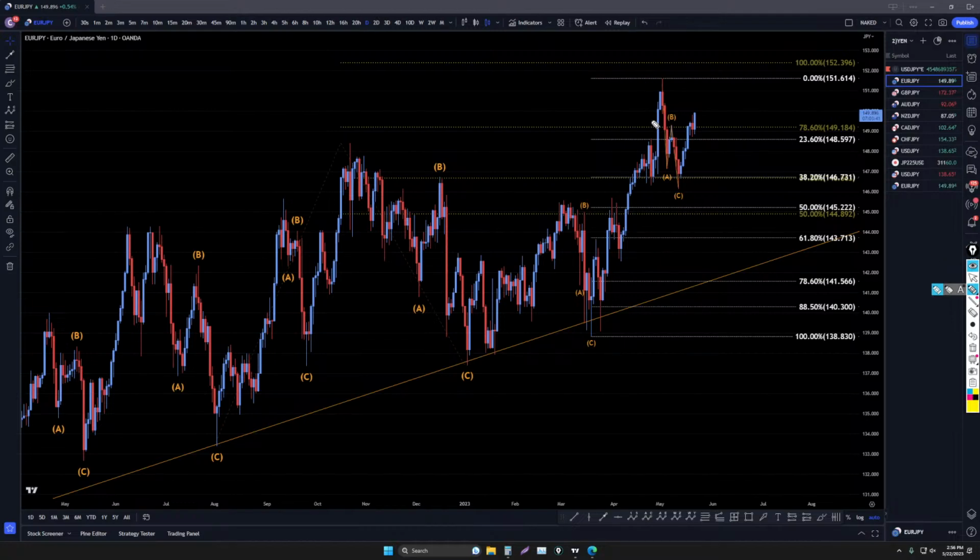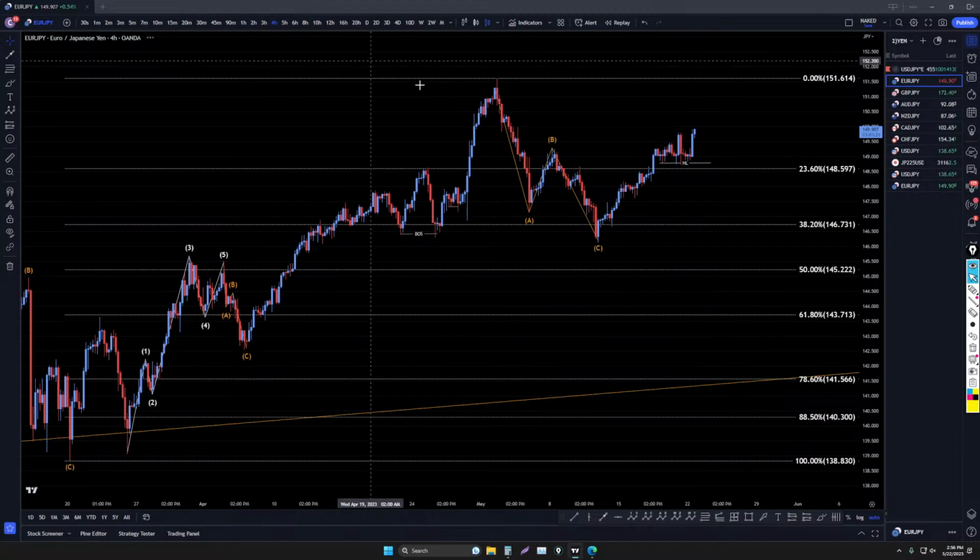So on the euro yen, the daily time frame, very clear three ways down, right to the 38% Fibonacci, impulsive up. I think this is going to break out of this level, probably break out at 100% and just keep on trending. So I am definitely looking for longs on some time frames on this.